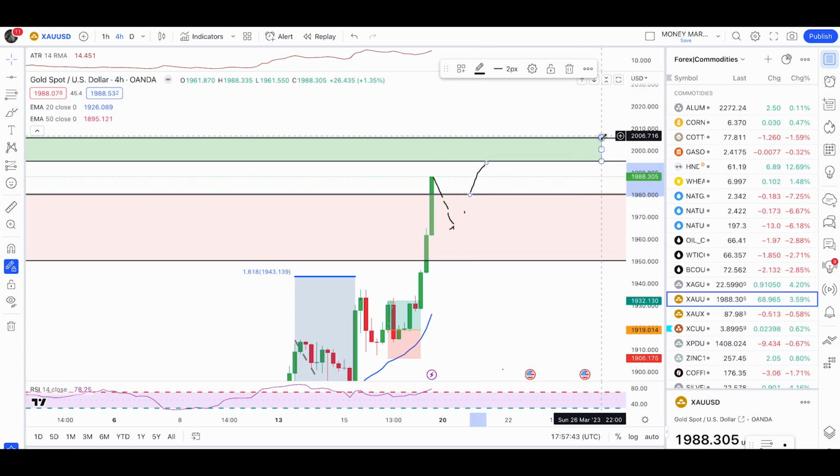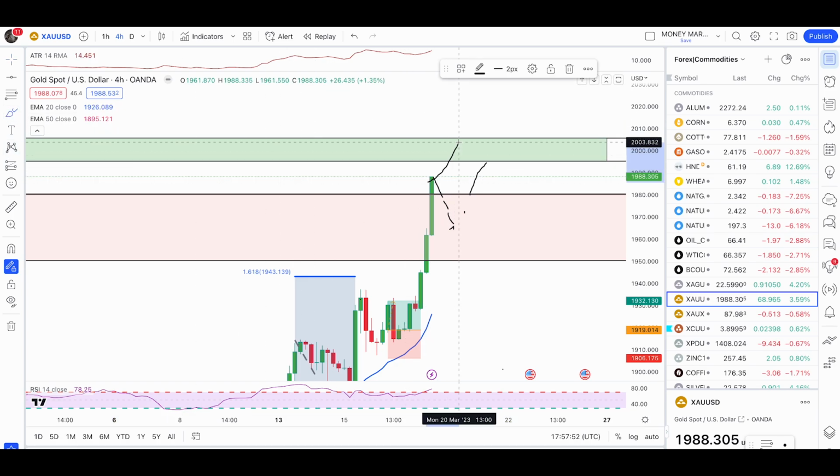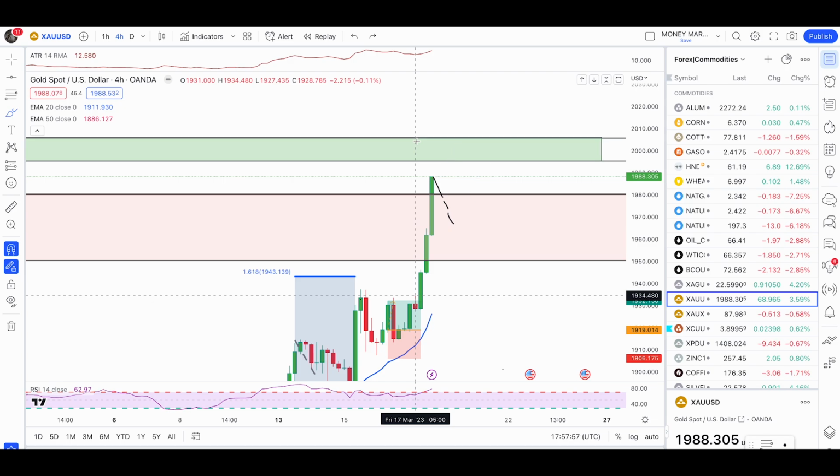and if the price continues to push up and then goes from 1995.27 up to 2005, that is the zone from where I want to look for my sell trades with one of the entry conditions. So at this point I'm not gonna sell.